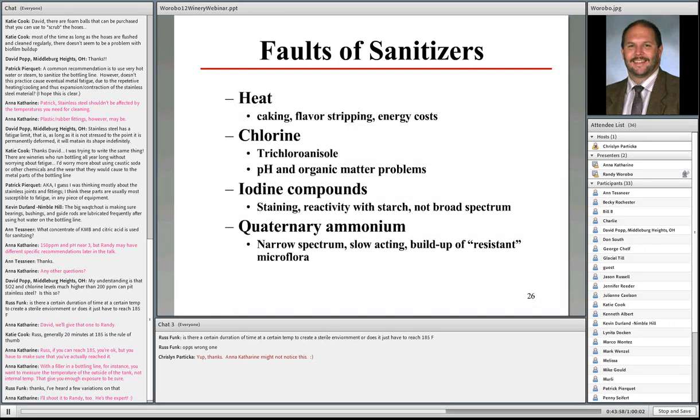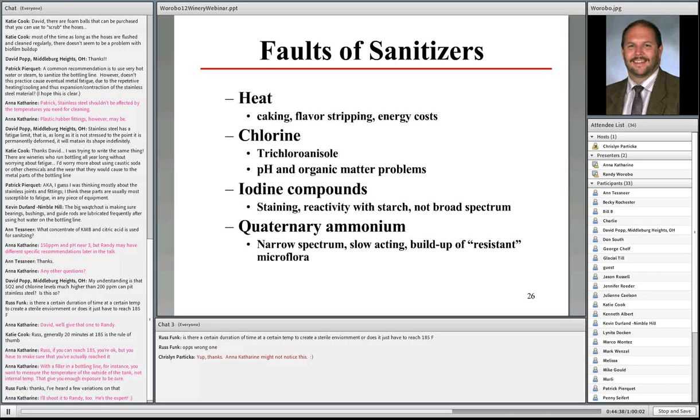For iodine compounds, it stains. If you have any kind of plastic, it's going to stain them brown. It's just an aesthetic thing. It doesn't leach out. It's reactive with starch, and it's not broad spectrum, especially against acetobacter and lactic acid bacteria, which thrive in iodine-based sanitizers. Quaternary ammonium compounds, I really don't recommend these except for walls, or if you're not going to be using the piece of equipment until, say, the next season.